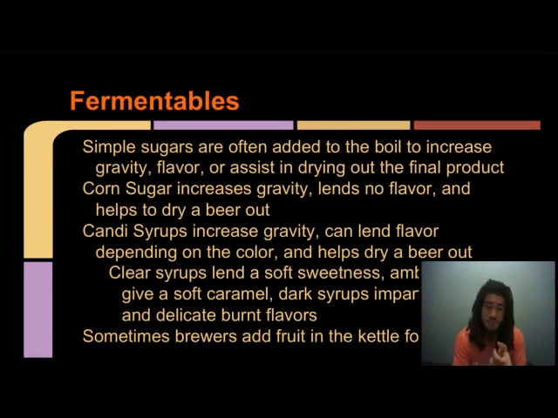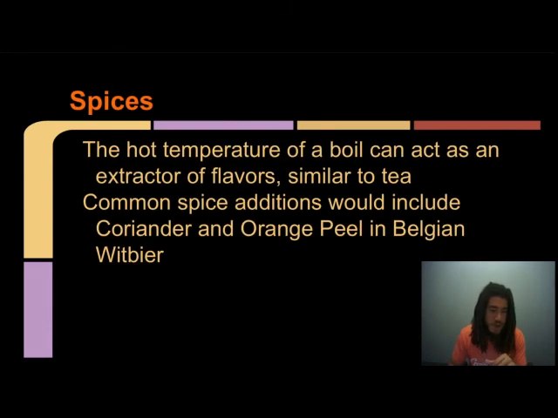There's also clear syrups. They lend soft sweetness. Amber syrups give soft caramel. Dark syrups impart dark fruit and delicate burnt flavors. Sometimes brewers also add fruit to the kettle for flavor, which is not often, but it does happen sometimes. For example, I did make a beer once where I added Chardonnay grape must, but it wasn't actual fruit, it was the must of it. So that's one example.